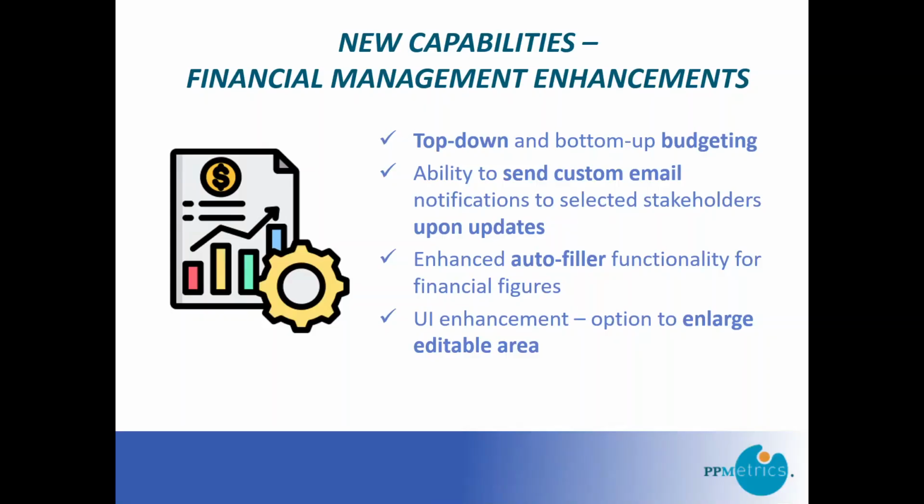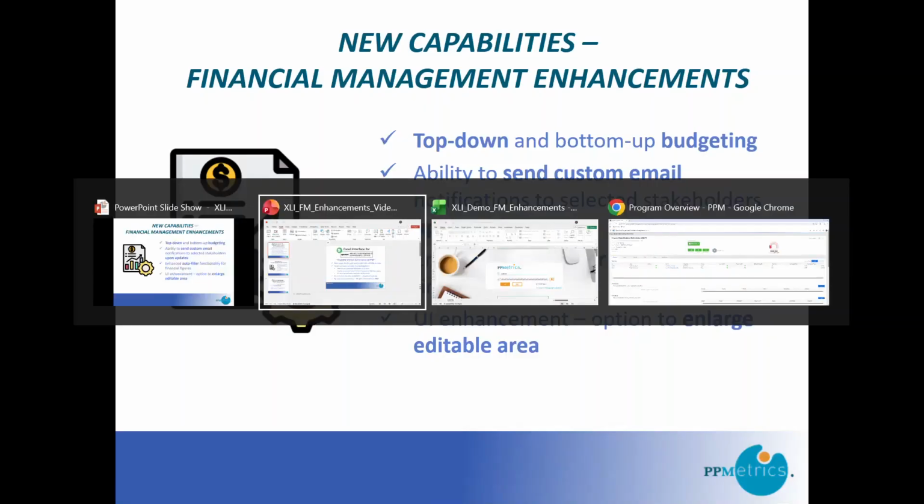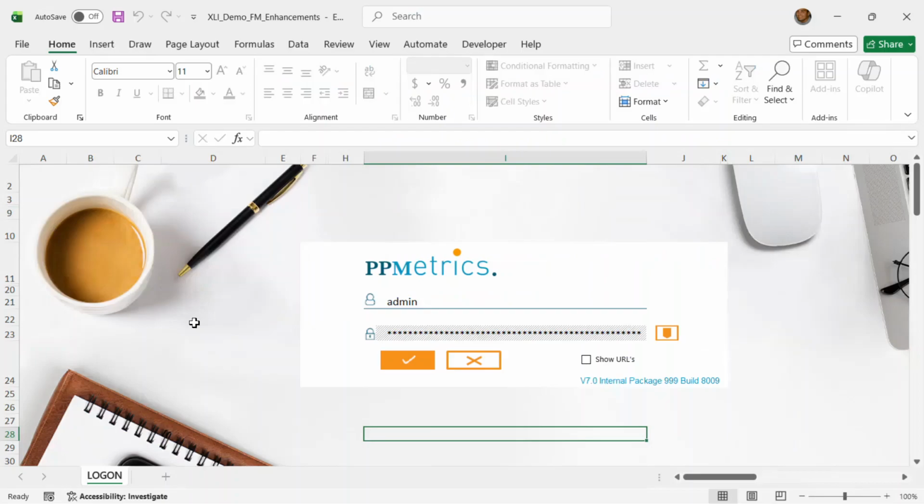Now let's take a look at these XLI enhancements in action. So the XLI is simply a macro-enabled workbook, and the first thing I need to do is provide my PPM credentials in order to authenticate to the XLI. So I'll just put in my credentials, they've already been pre-filled. And if your PPM implementation has single sign-on enabled, then this screen will be completely bypassed. So go ahead and log in.